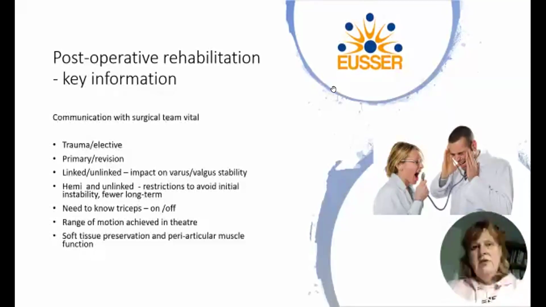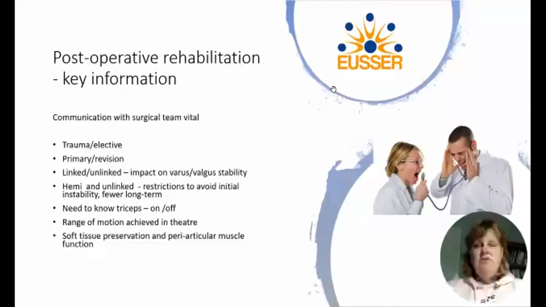The hemi and the unlinked prosthesis, we have more restrictions initially to avoid initial instability, because they rely very much on soft tissue continuity in terms of collateral ligaments to provide that stability, but have fewer long-term restrictions in the future. We also need to know about whether triceps is on or off in terms of surgery and surgical approach, as again this will influence our immediate rehabilitation for the patient.